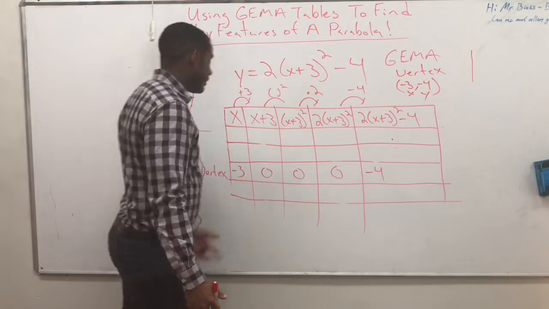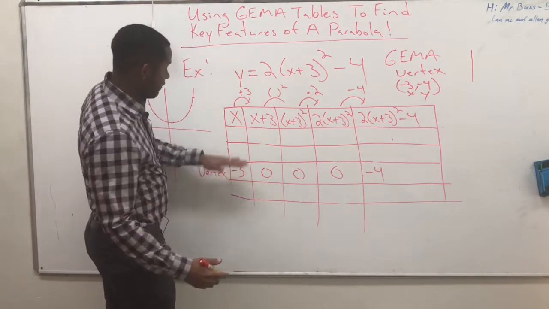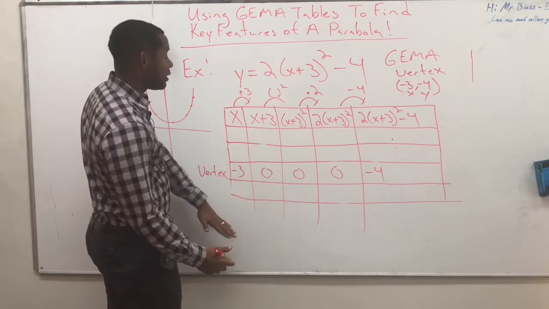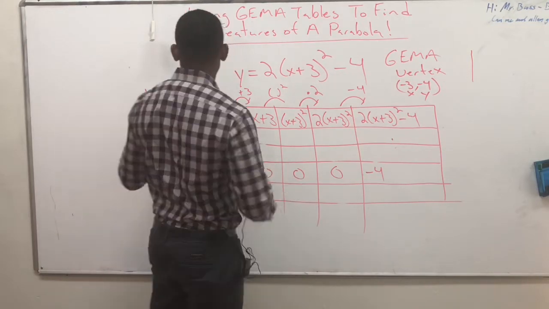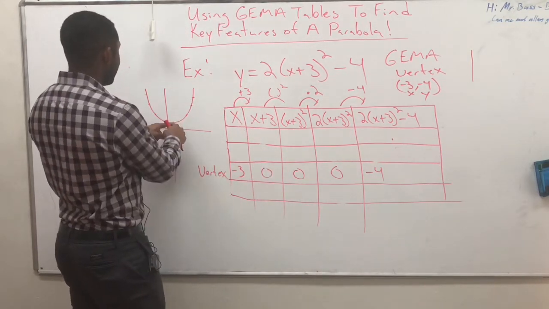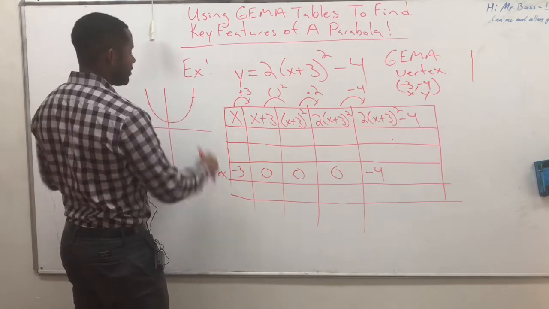Now I'm going to look on each side of my vertex, right above it and right below it, to see if I can find that symmetry we were talking about, because I now know my middle point.